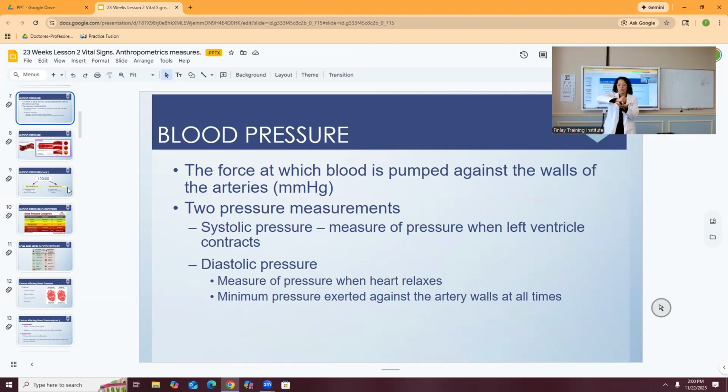Pum, tap, pum, tap. Systole, diastole, systole, diastole. Okay? Contraction, relaxation, contraction, relaxation. So the arteries are going to be reflecting that contraction and relaxation of the chambers of the heart, allowing the blood being pumped and pushing against the wall of these arteries.